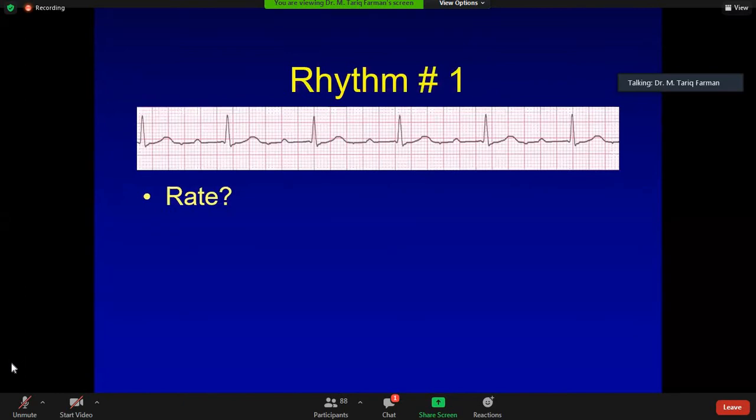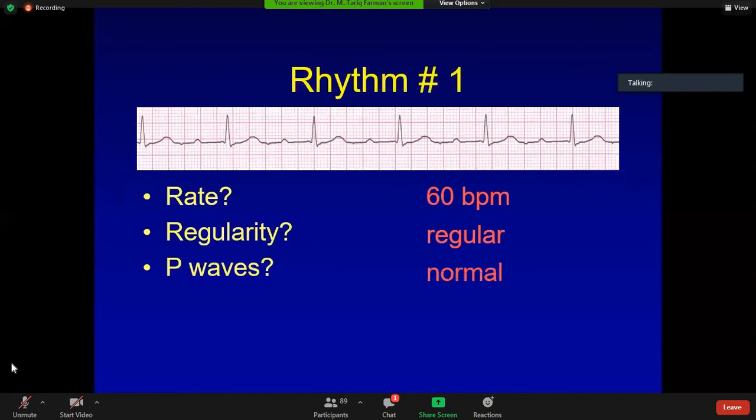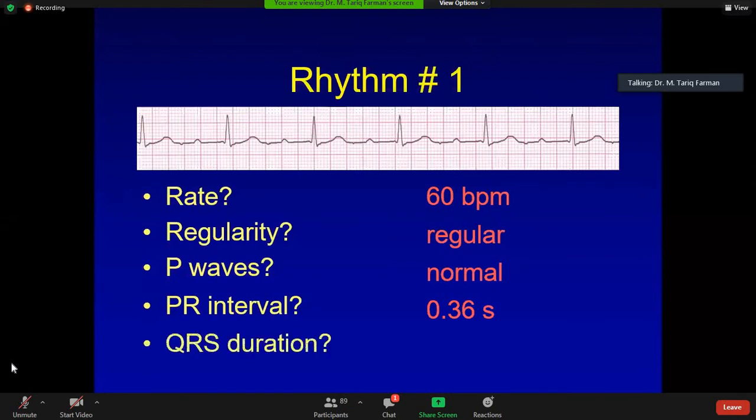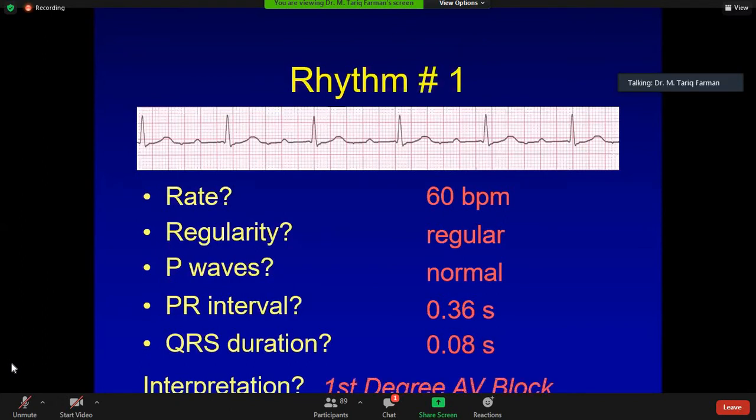So the rate is 60. It's regular. P waves are looking normal. PR interval is 0.36. Normal is 0.2, right? So it's 0.36. It's definitely prolonged. QRS duration 0.08. Interpretation: first degree AV block. This is first degree AV block.